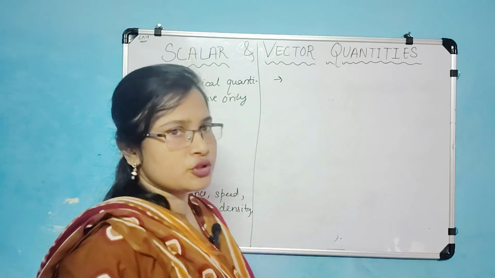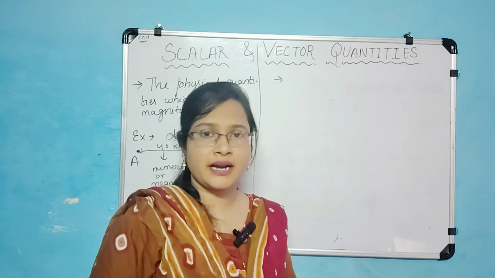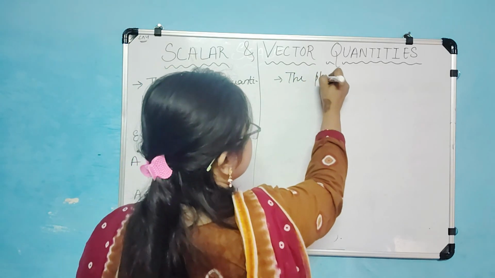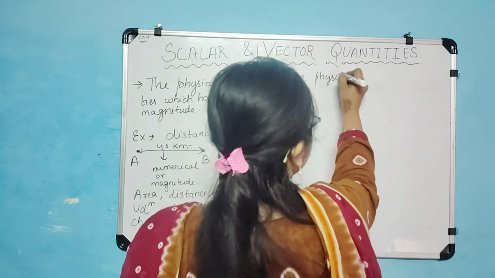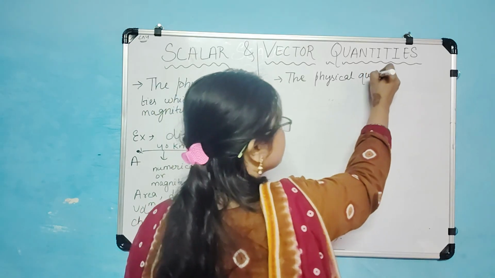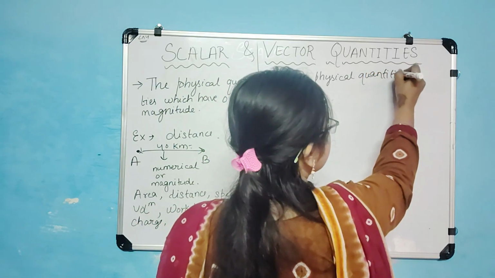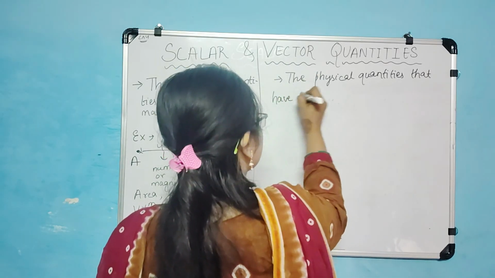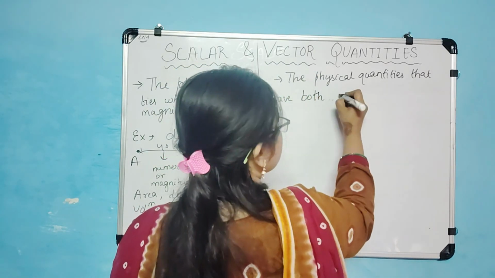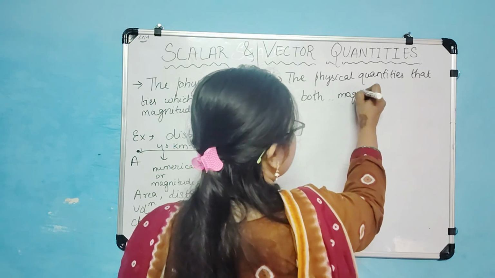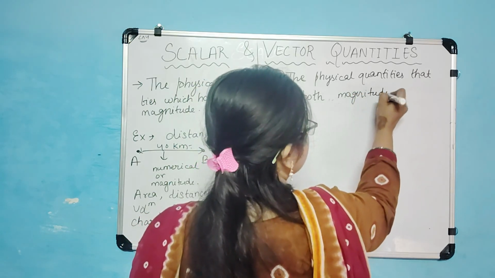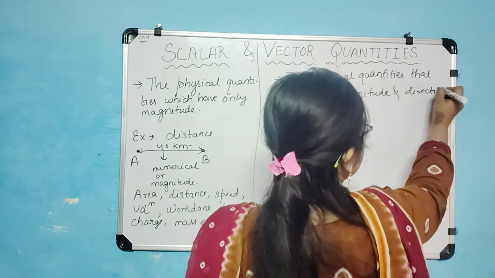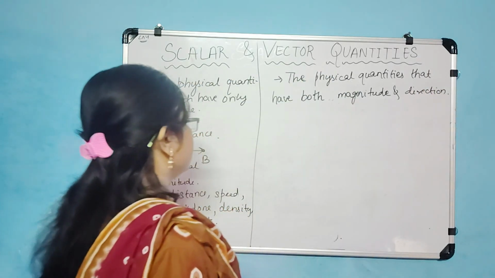Vector quantities are those quantities which have both magnitude and direction. The physical quantities that have both magnitude and direction are known as vector quantity. Clear?